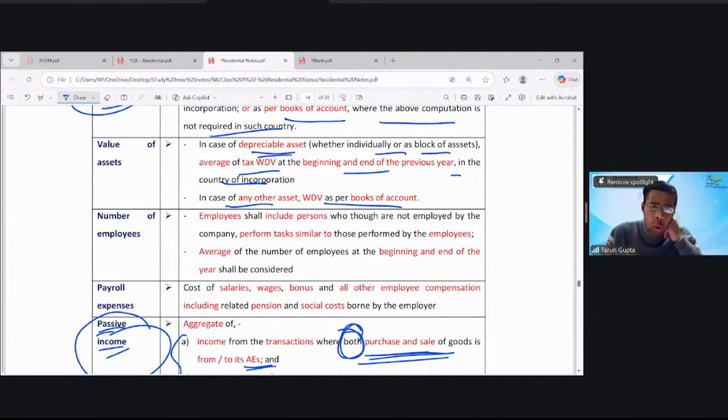Number of employees. Now, who are employees? Employees shall include persons who, though not employed by the company, perform tasks similar to those performed by employees. So we're talking about the contractual employees. The employees shall also include the contractual employee consultant, who are not on the payroll of the company, but they do everything that the employee does. So we're talking about substance, not the form. Again, the average of the number of employees at the beginning and end of the year shall be considered.